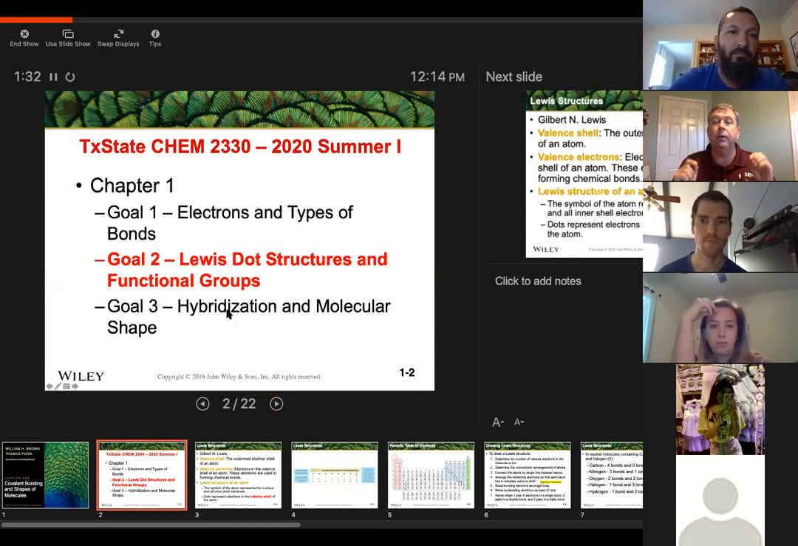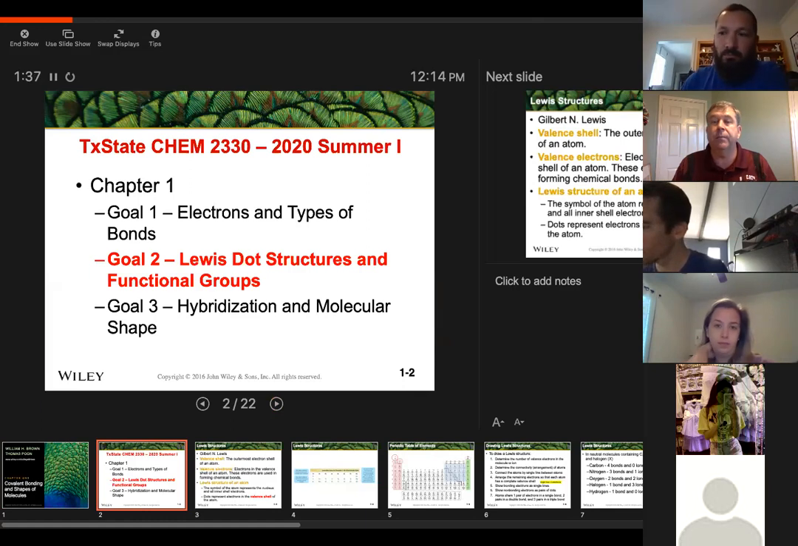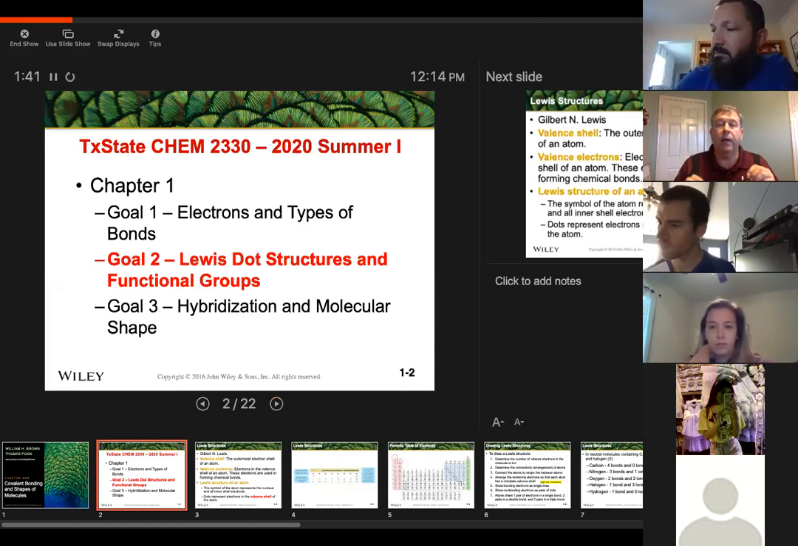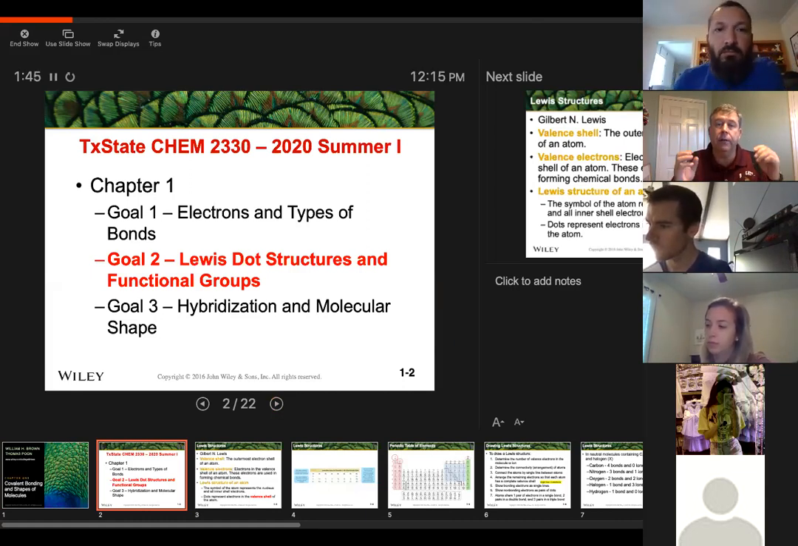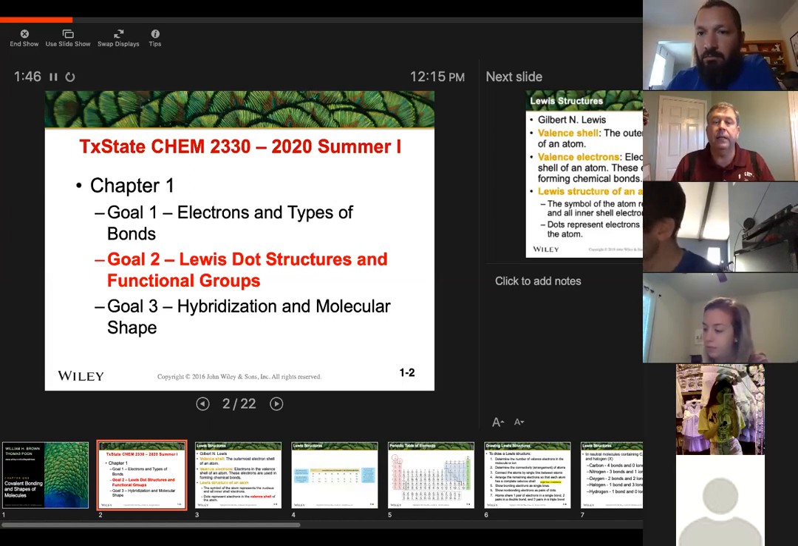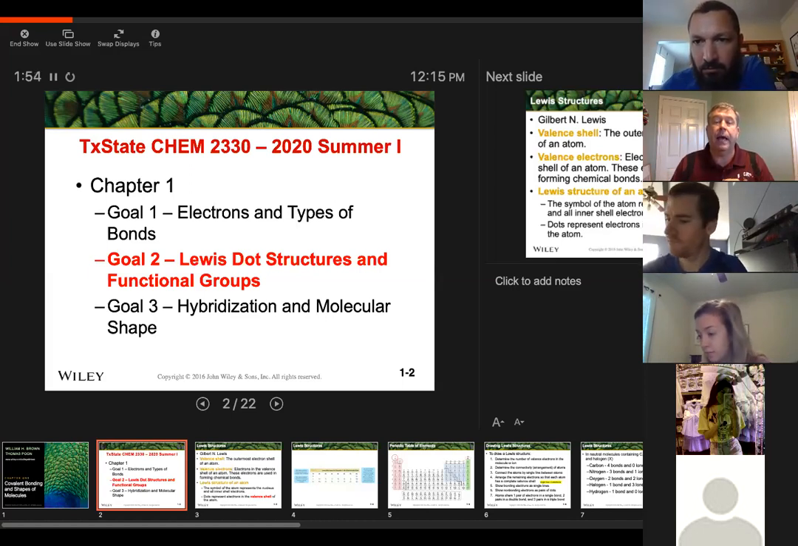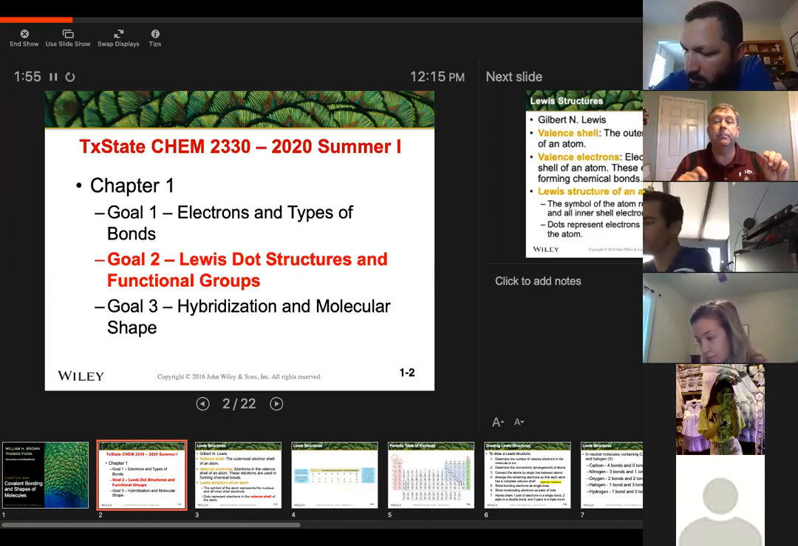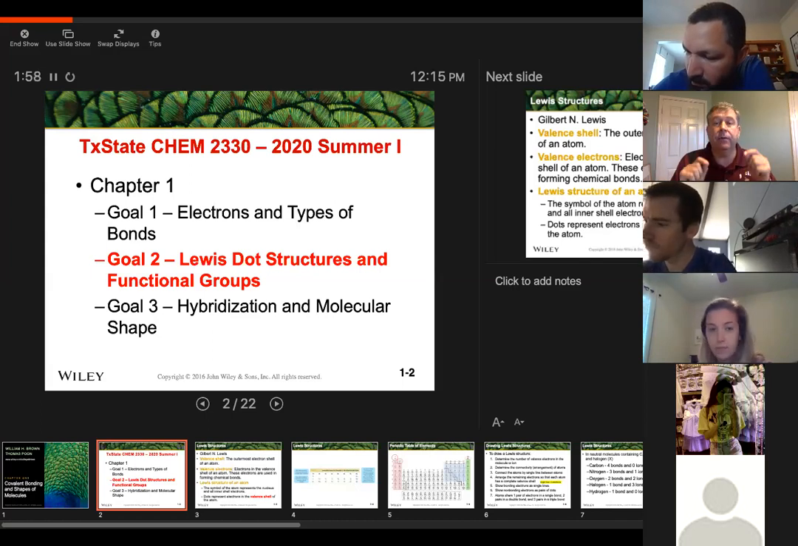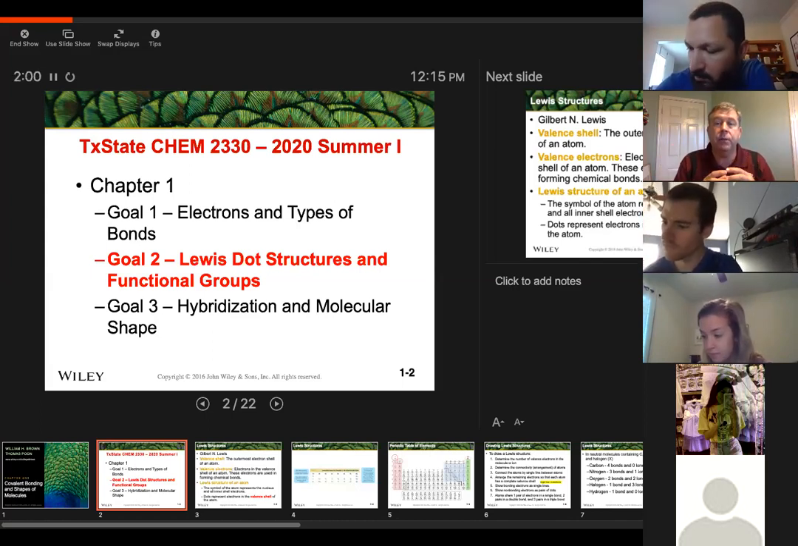Last time we talked about Chapter 1, Goal 1, which was electrons and the types of bonds they form. So what we're going to do is continue on that with Lewis dot structures and functional groups. The reason I do this as a group is because Lewis dot structures look at where bonds form between different atoms, and by forming those bonds with different atoms, we get different functional groups. So that's why I've lumped these two together.